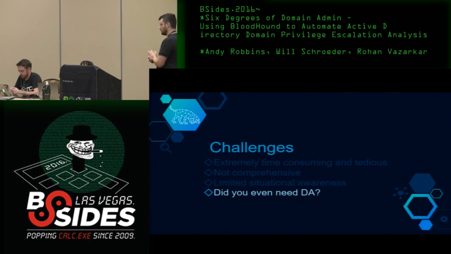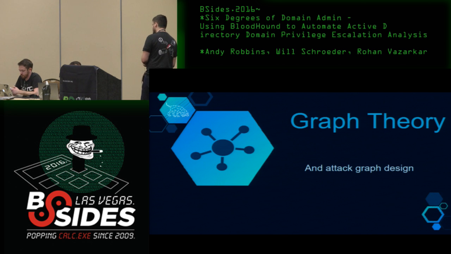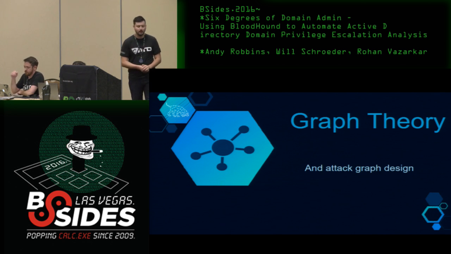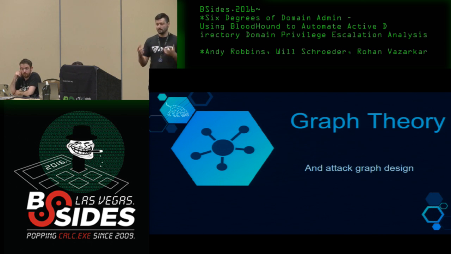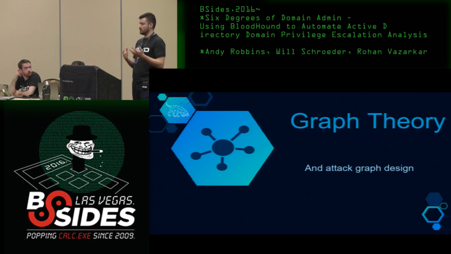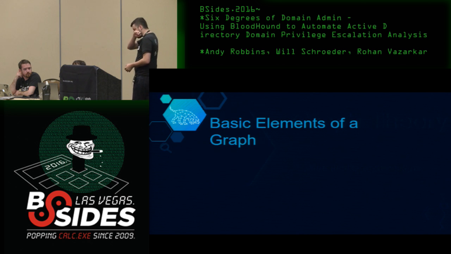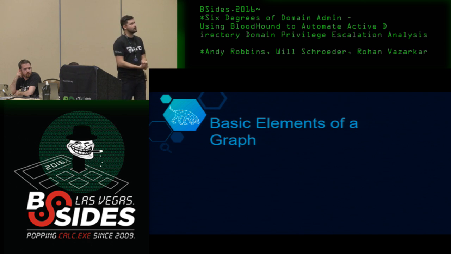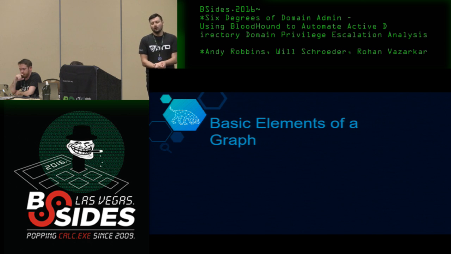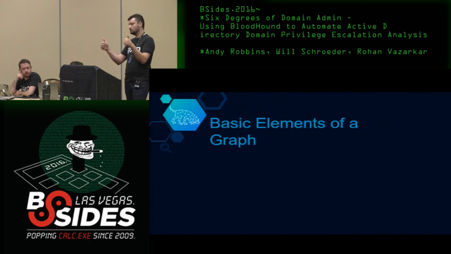Cool. So we're going to be talking about graph theory briefly. So go back in time, go back to Computer Science 102. If you don't have a CS background, don't worry, because neither do I, but this is pretty easy to understand. We're also going to be talking about the design of our attack path. Everybody good so far? Lots of nodding heads.